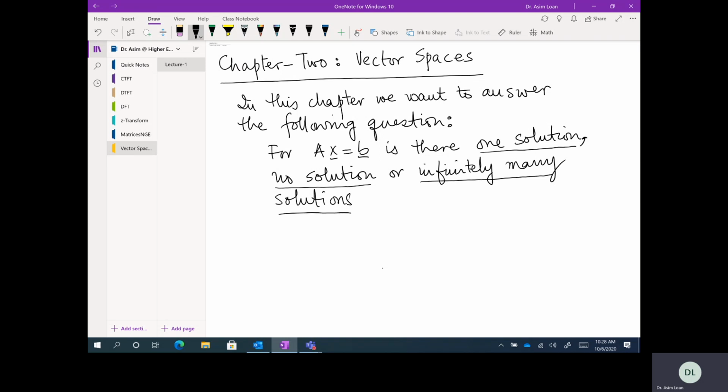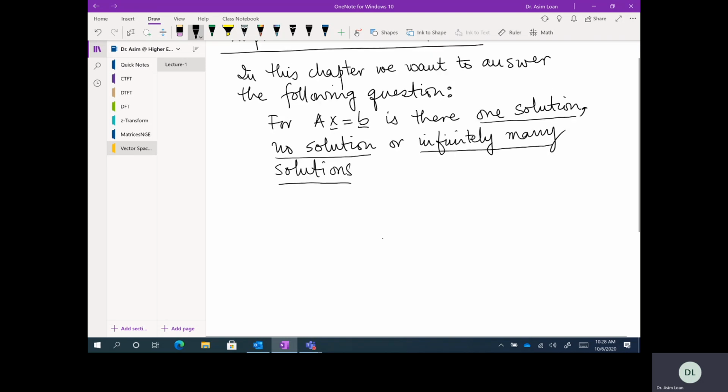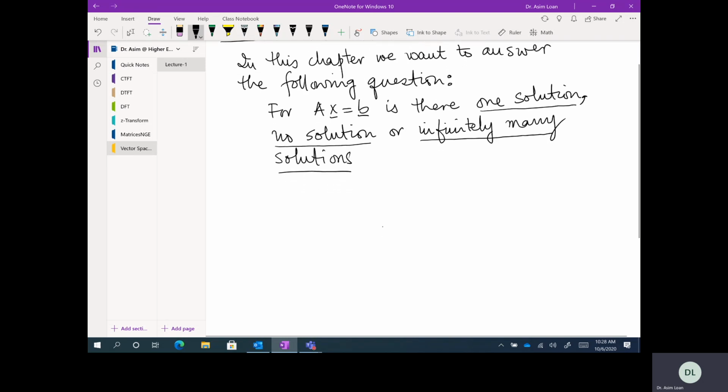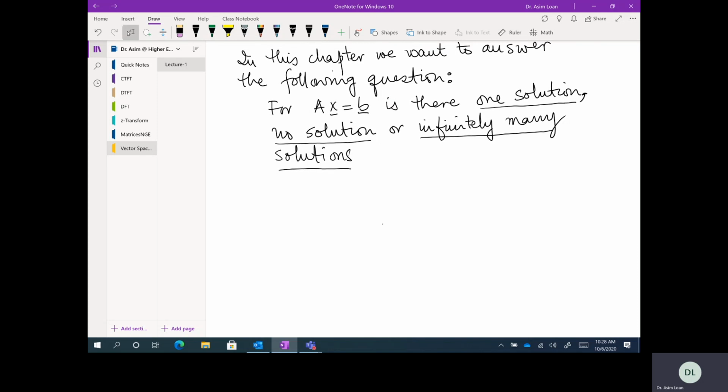Hopefully by the end of this chapter, which is probably spread over 4 to 5 lectures, we should know by looking at the matrix and doing some elementary operations whether the solution exists. If it exists, is it unique, or are there infinitely many solutions, or does the solution not exist? So the first section is on vector spaces and subspaces.